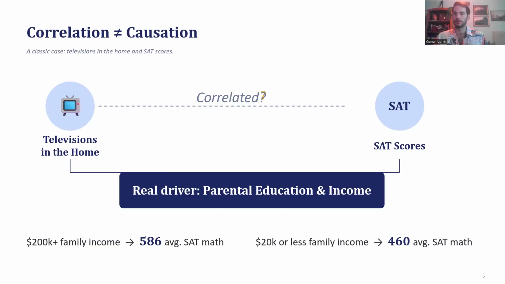In this case, probably parental education and income drives both the number of televisions in the home and the SAT scores. Families with more resources tend to own more electronics and also tend to have children who score better on standardized tests. And the data bears this out directly. Students from families earning over $200,000 a year average 586 on the SAT math section, compared to 460 for students from families earning $20,000 or less. Whenever you see a correlation, the next question should always be, what else might explain this?